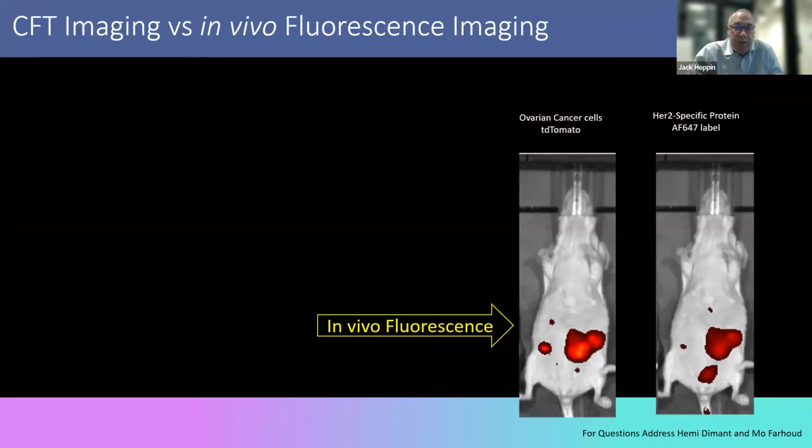I showed you bioluminescence, and in a comparison here, we're looking at fluorescence. So in this case, the cell line had been transfected with TD tomato, and the protein, a HER2 targeting protein in this tumor model, had been labeled with an AF647 fluorophore. And there's your surface image.